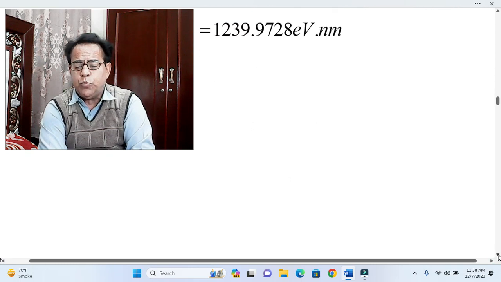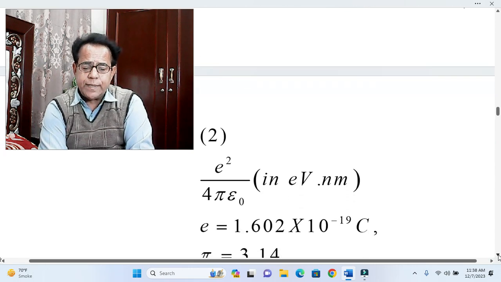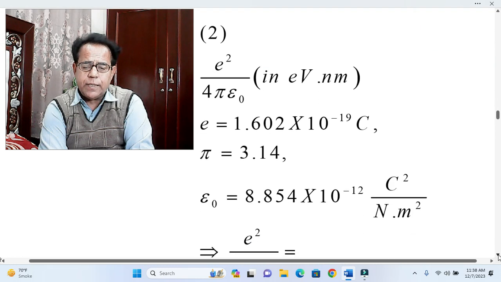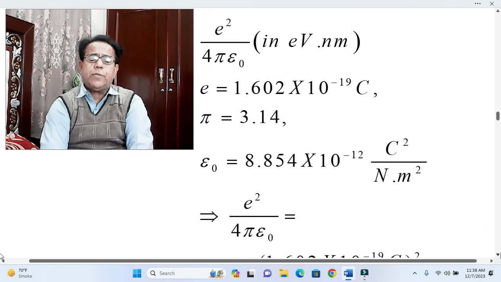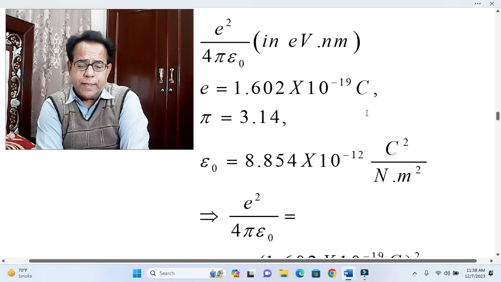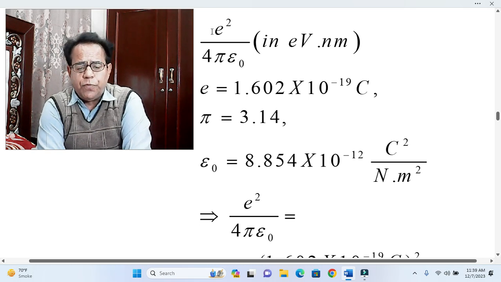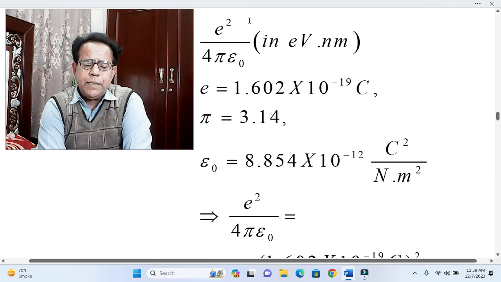Okay, now we move to the second: e square over 4 pi epsilon naught in electron volt into nanometer. Dear students, about this I had explained that there are two methods. In one method all these values are separately taken, and in the other method the value of 1 over 4 pi epsilon naught is one value and the value of e is the second value. We can solve it by just two values.